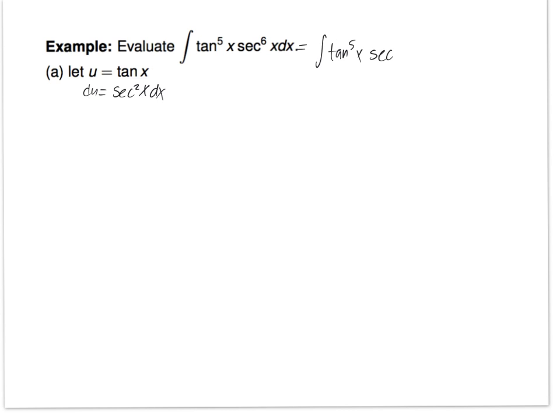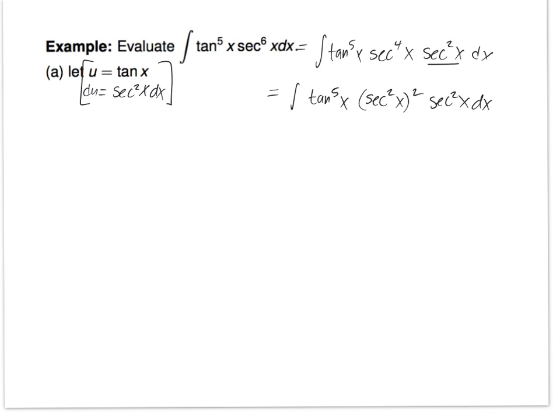Tangent to the fifth x, secant to the fourth x, secant squared x dx. Okay. So this secant squared is saved to be du. How do you change the secant to the fourth? Secant squared, squared. So you don't have to write this up. I'm just going to do it to make sure you all understand. Secant squared x squared. Very good. Okay, and secant squared is tangent squared plus 1, right?